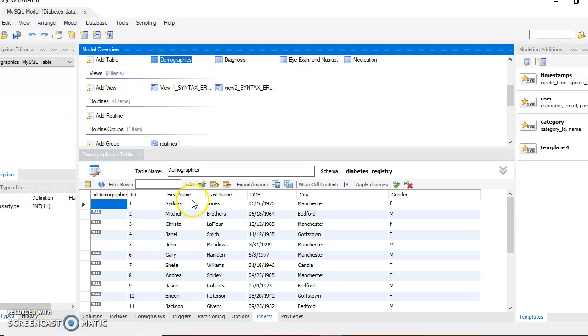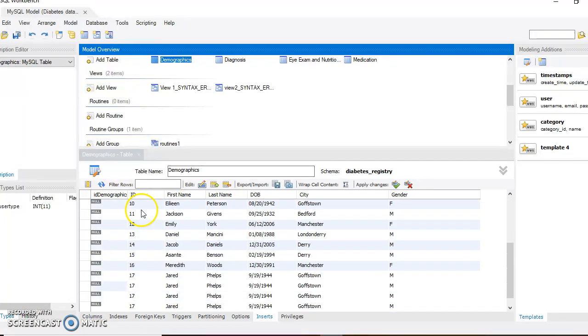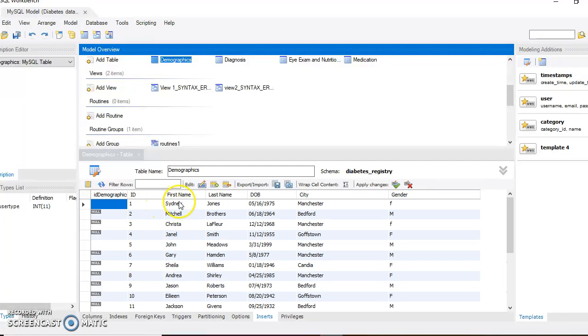Let me show you how the data looks in each of these tables. We have that common patient identifier along with the first name, last name, date of birth, cities located within Southern New Hampshire, and gender. This is all located in the demographics table and can be pulled with any other information if needed by the provider or other researchers.